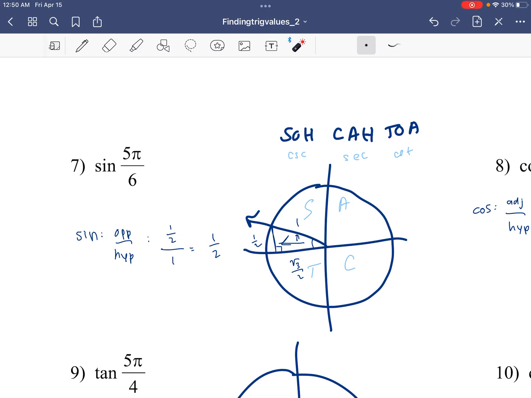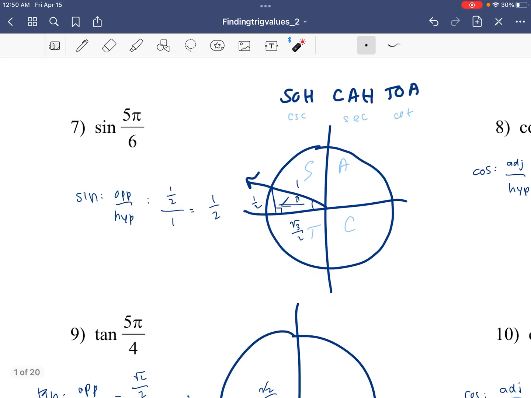And if you follow this, All Students Take Calculus, our angle is in this quadrant, and S means that sine and its reciprocal, which is cosecant, is positive. So just to review, All means everything is positive. Students means sine and its reciprocal is positive. Take is tan and its reciprocal is positive. And then Calc is cosine and its reciprocal is positive. And everything else is negative.